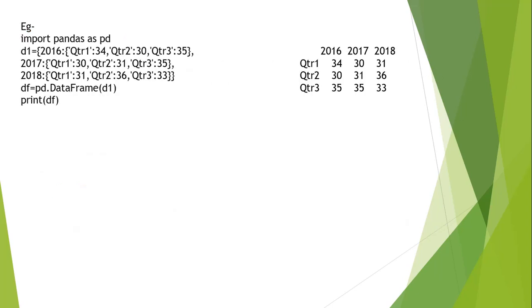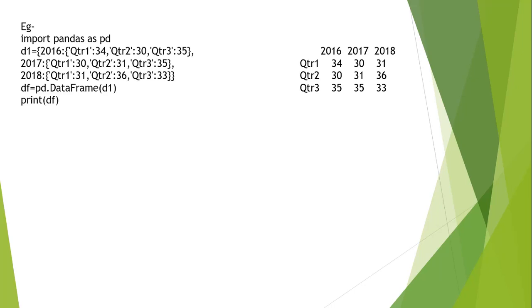Now let's see an example. Suppose we have written this code: import pandas as pd, d1 equals 2016 with qtr1 34, qtr2 30, qtr3 35, and 2017 and 18 columns we have given. Now d1 is created in the form of a dictionary, and df equals pd.DataFrame(d1). That means we are passing this dictionary into the data frame. Now df will have the dictionary in the form of a data frame. When we print df, we will have this output.